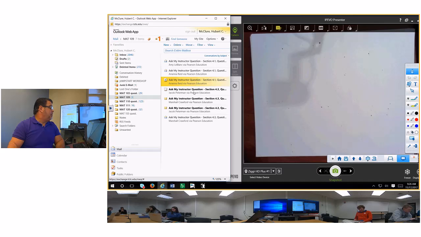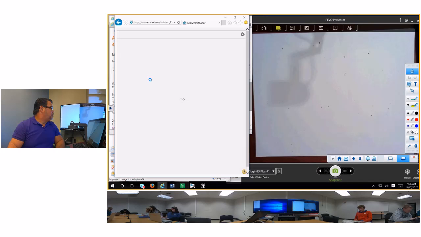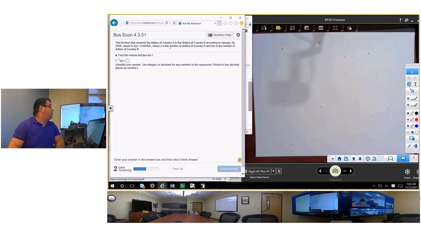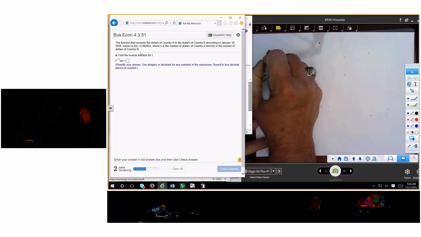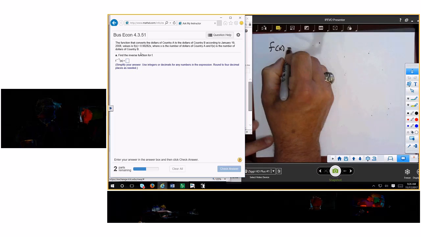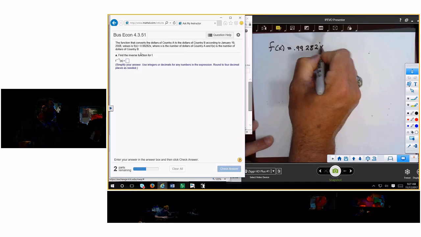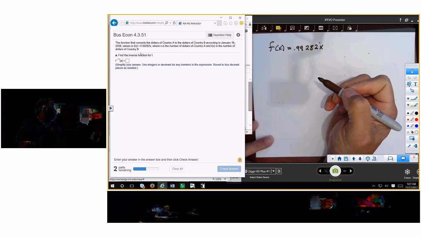Next question, 4.3, moving up in the world. 4.3, number 51 in the book, number 24 online. There's the question. The function that converts the dollars of country A to the dollars of country B, according to January 19, 2008 values, is f of x equals 0.99282x. x is the number of dollars of country A, and f of x is the number of dollars of country B.